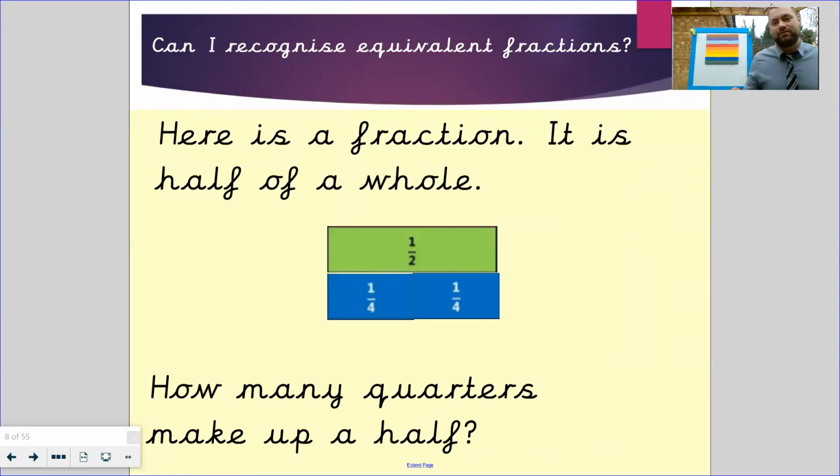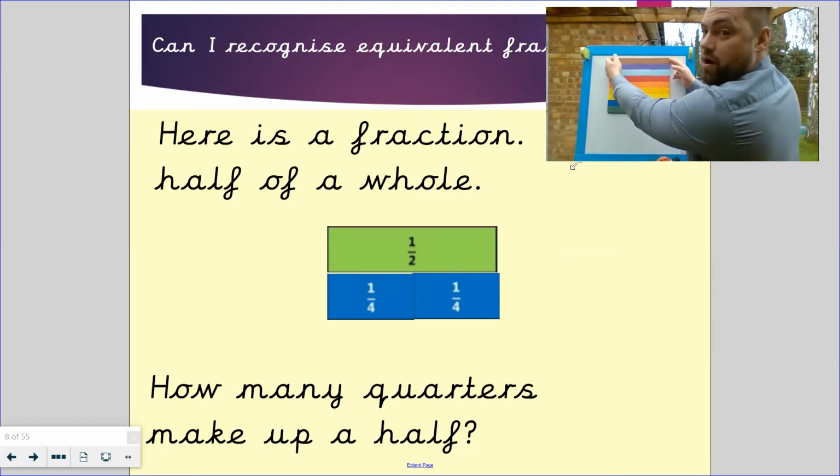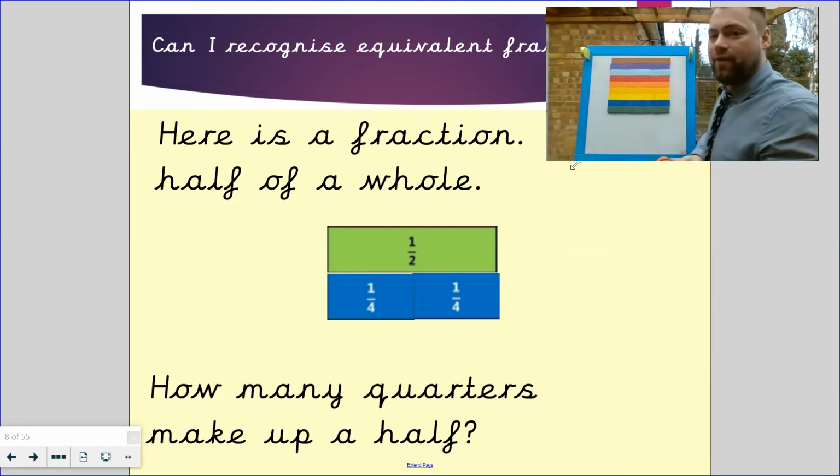Here is a fraction, okay? It is half of a whole. So let's take my half of a whole out of the top here, okay? I'm just going to make my screen a bit bigger so you can see. So this is my whole, okay? This fraction is half of a whole, okay?